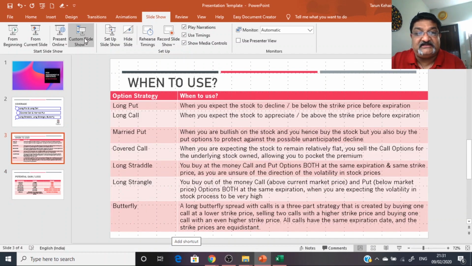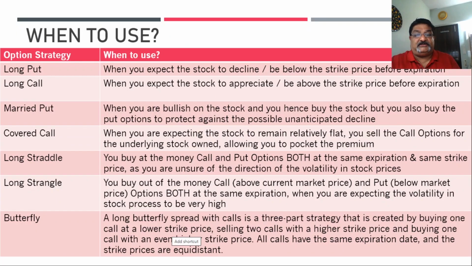Now let's move to the next strategy, which is called the long straddle. What happens in a long straddle strategy? In a long straddle strategy, you buy both the options. You buy the call option as well as the put option, both at the same expiration and same strike price, as you are unsure of the direction of volatility, which means you know that the stock prices will move, they will be volatile, but you're not sure of what direction they will move in.